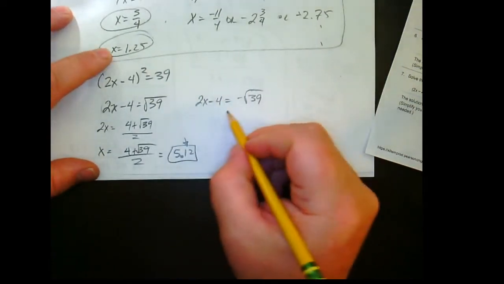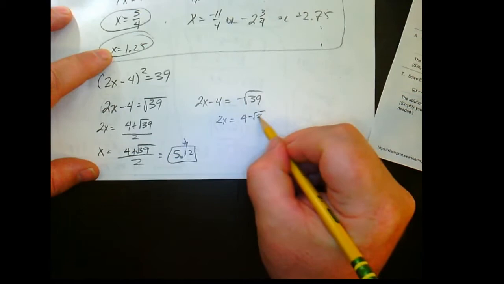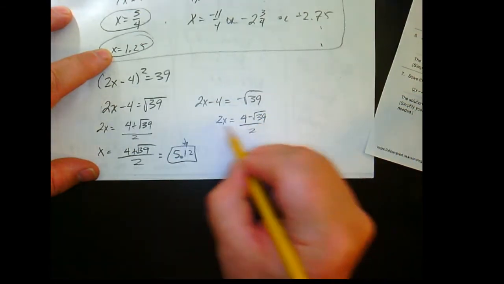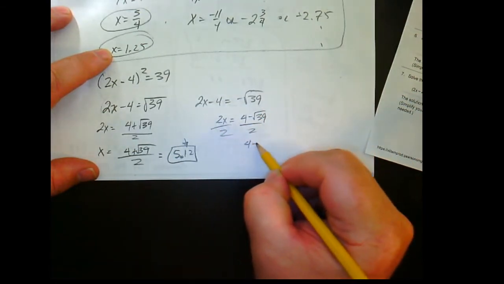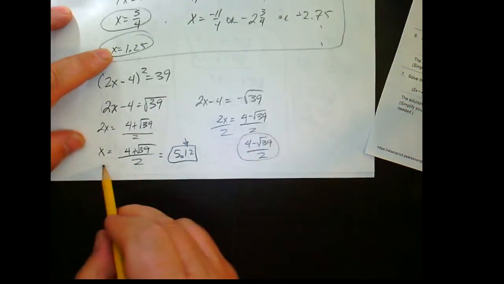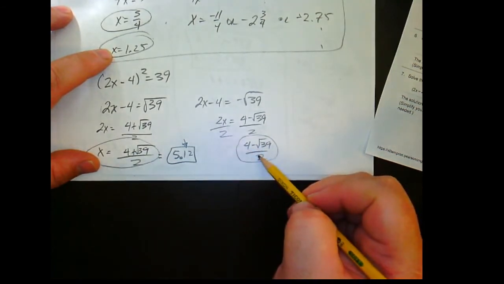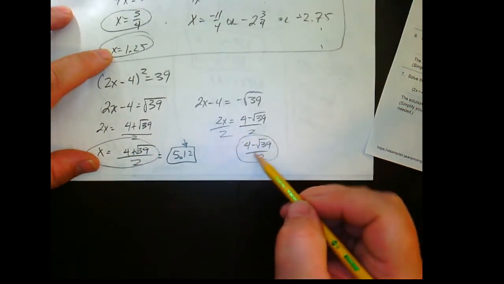Okay, now let's solve this one. We have to add 4 to both sides, right? Minus the square root of 39, and then divide by 2. So that's our answer right there: 4 minus the square root of 39, divided by 2. Now, this cannot be simplified, and this cannot be simplified, because you can't reduce these because of the order of operations.